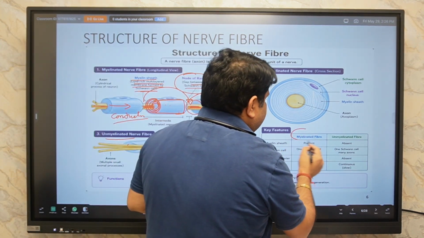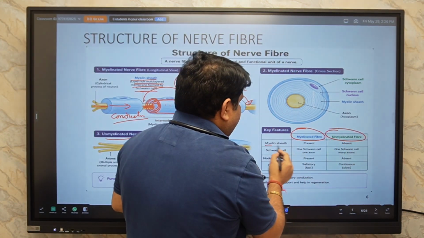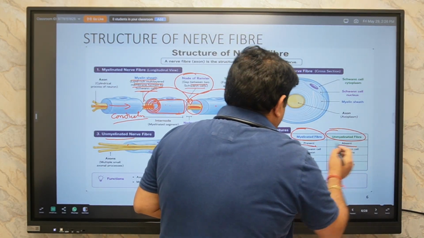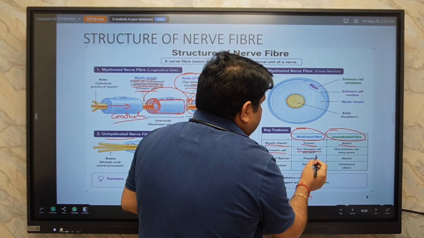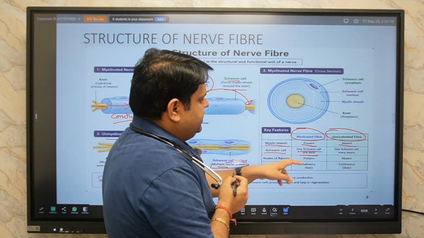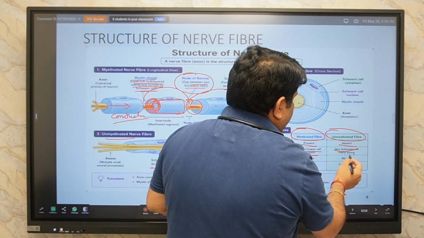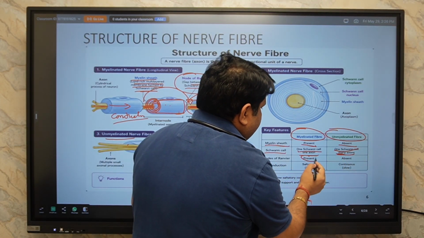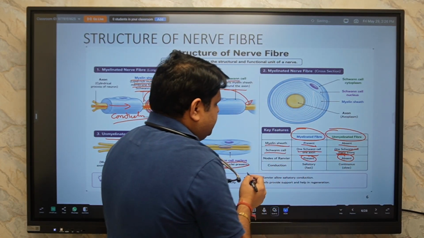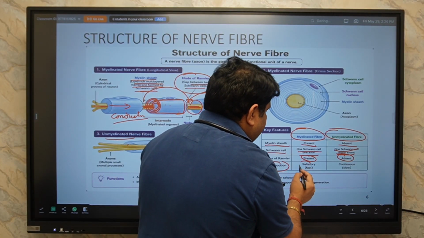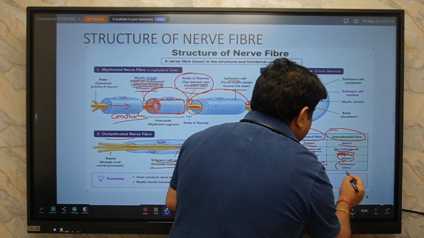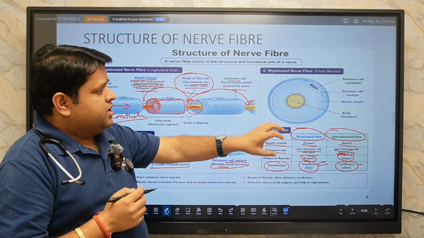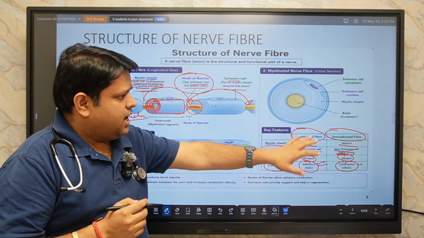Myelinated and unmyelinated fibers: the myelin sheath is present around the myelinated fiber but absent in the unmyelinated fiber. Schwann cell: one Schwann cell per axon in myelinated, while one Schwann cell covers many axons in unmyelinated. Node of Ranvier is present in the myelinated fiber, absent in the unmyelinated fiber. Conduction is saltatory in the myelinated fiber and slow or continuous in the unmyelinated fiber. So this is the difference between myelinated and unmyelinated nerve fibers.